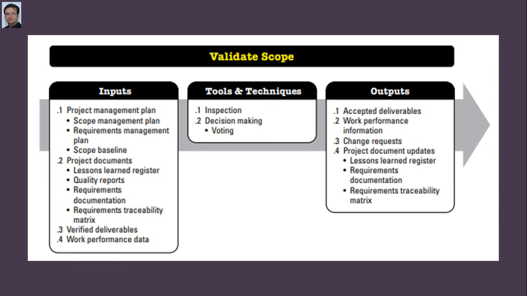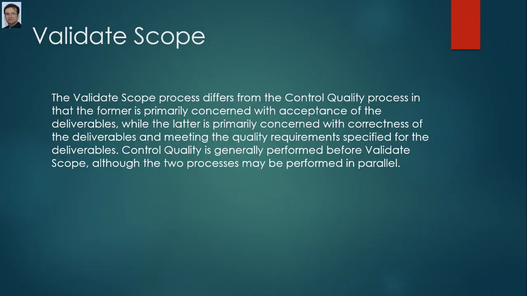So what we do in validate scope, if all such things have been done in the quality knowledge area, in validate scope we formally get acceptance from the project sponsor. So the validate scope process differs from the control quality process in that the former is primarily concerned with the acceptance of the deliverable, while the latter is primarily concerned with the correctness of the deliverables and meeting the quality requirements specified for the project deliverables.